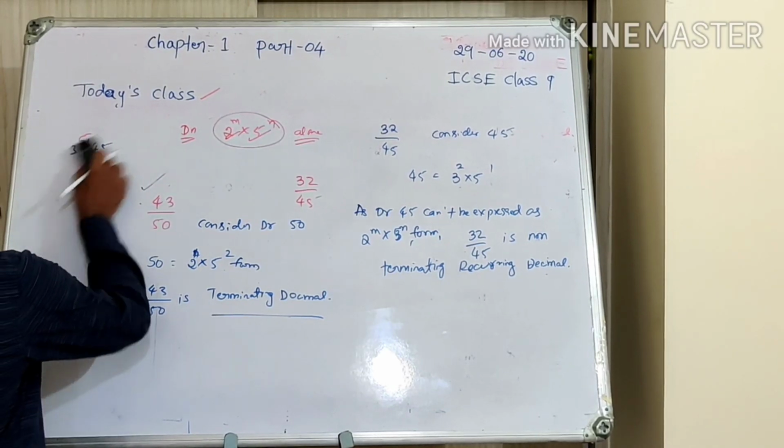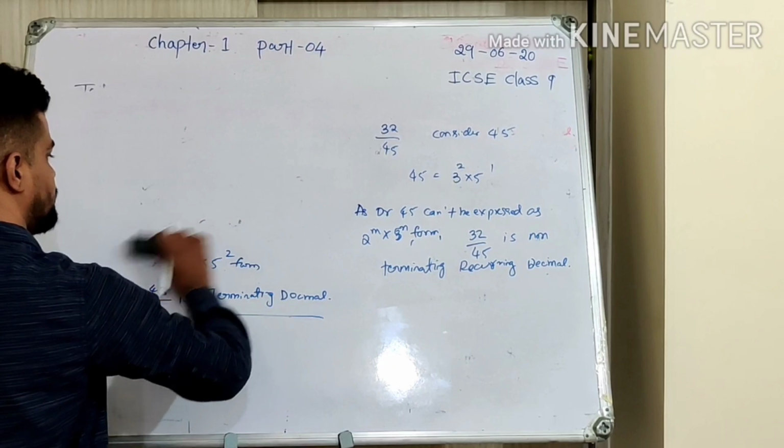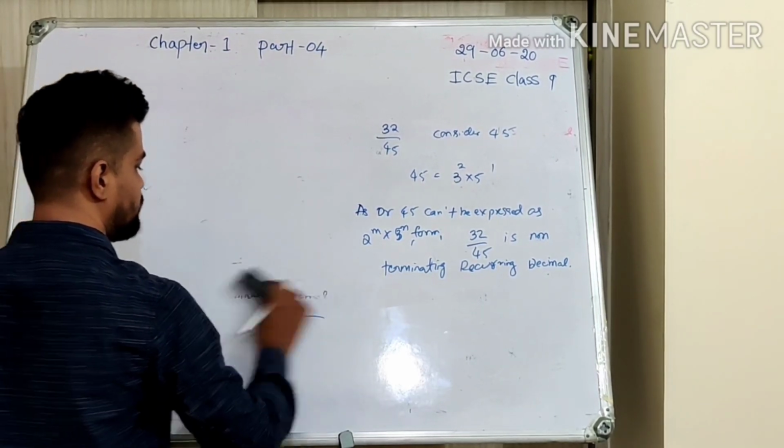First exercise is done. So we'll be going little faster from now onwards. Okay. So because there are too many questions in the next exercise, I cannot be doing this slow.